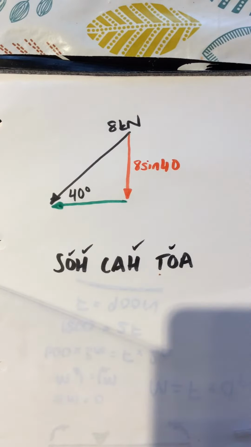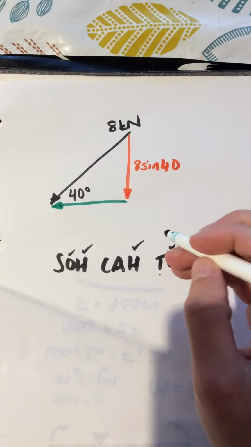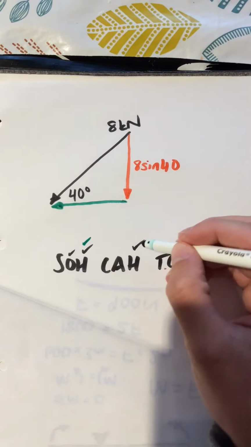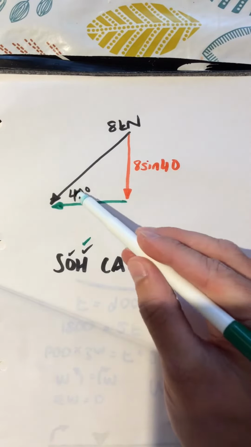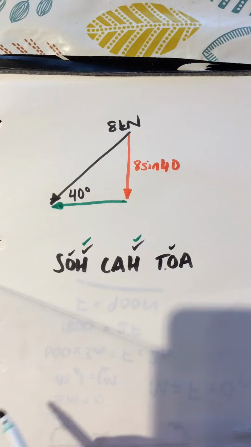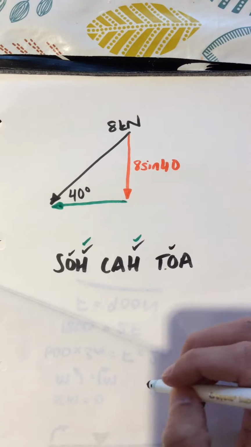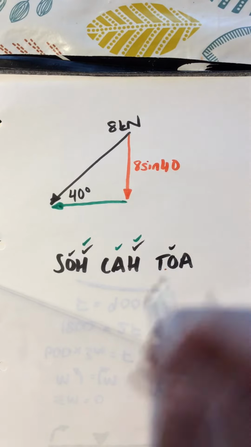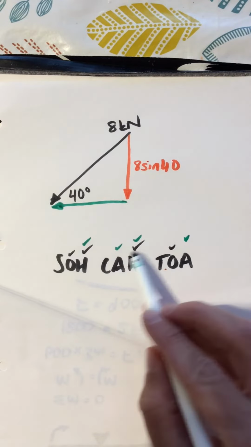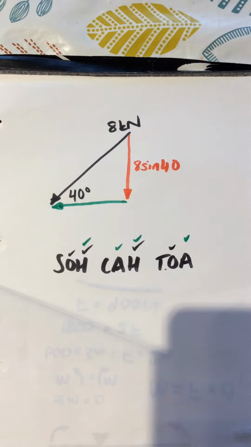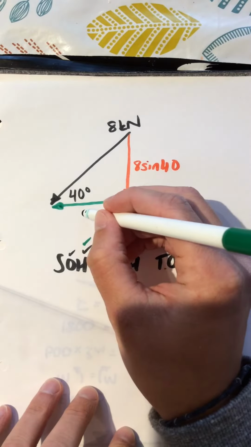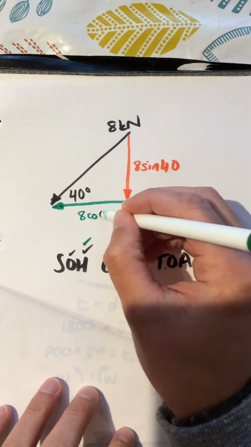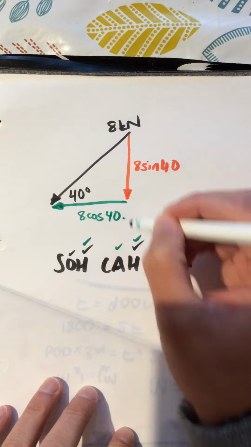Okay, we're then going to look at our horizontal vector, our horizontal component. And again, we have the hypotenuse, but this time it's the side adjacent to the angle that we're going to find out. So we can tick the adjacent there. Okay, so we've got both there for the cosine, and we're going to label this one as 8 cos 40.